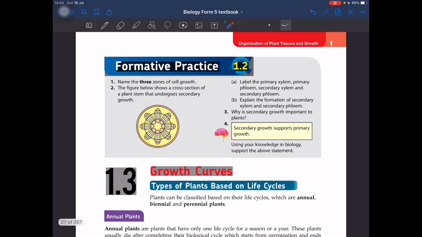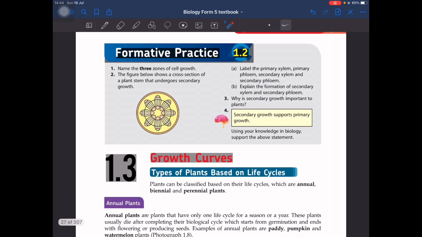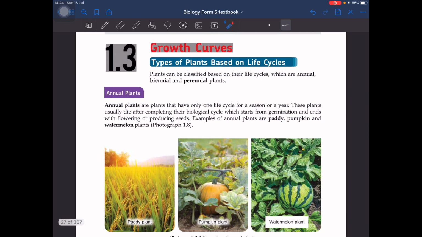Then here are a few questions that you can answer to revise on what you have known. Okay. Then we go to growth curves. This is the last subtopic of the chapter. So different plants have different life cycles, namely annual, biennial, and perennial plants. So we'll start off with the annual plants.